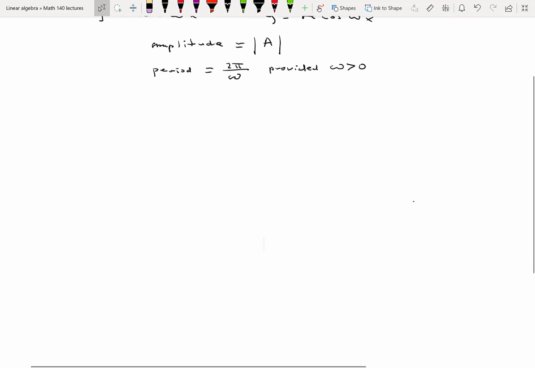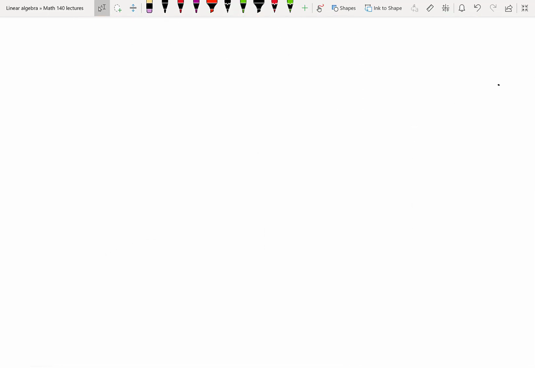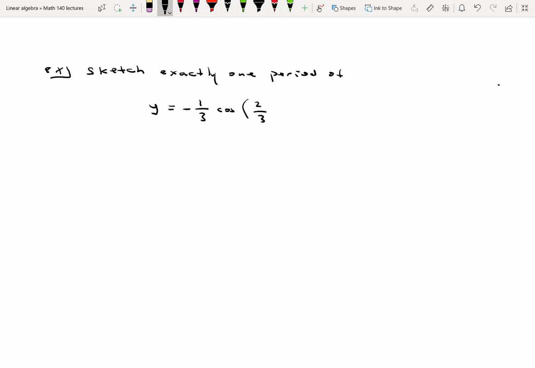Let's take a look at an example to review. So a specific example might be: sketch, let's say, exactly one period of y equals -1/3 cosine of 2/3 x.